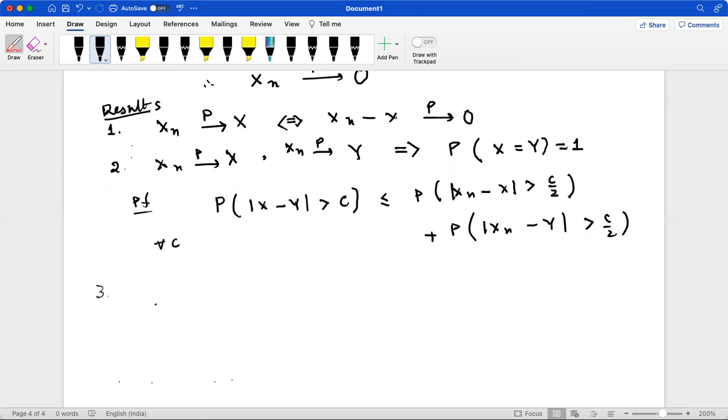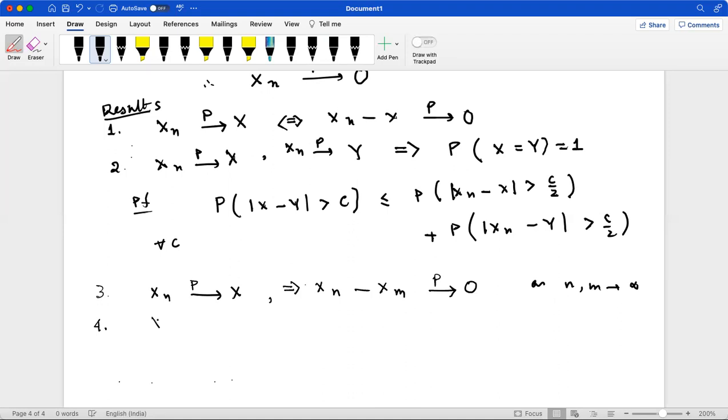The third one is this: if xn goes to x in probability, then that implies that xm minus xn, the difference, goes to 0 in probability as m and n both tend to infinity. It is not a single thing; you have to let both indices go to infinity. The proof of the fourth one is similar to the second.